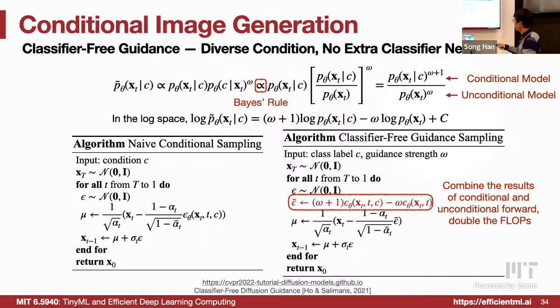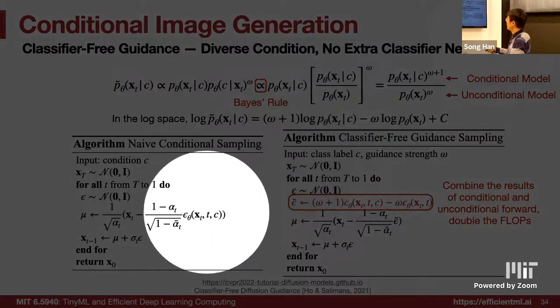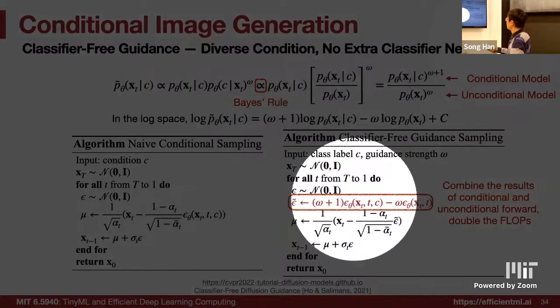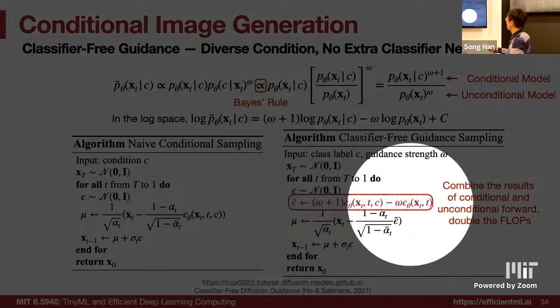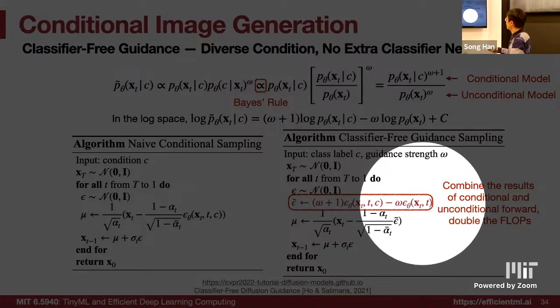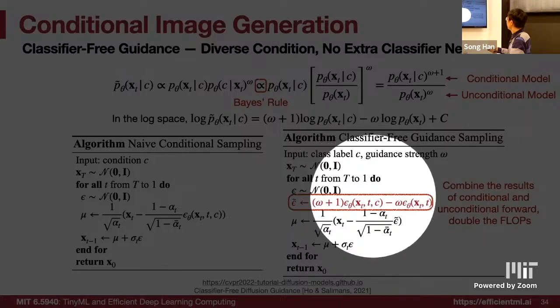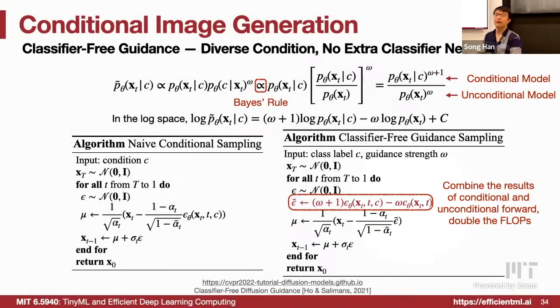So what does that mean to the original model? Previously we had the condition and the t right here. Now we just replace it with two terms. We run inference twice. One is given the t and c. The other is given only the t, no c. So we have to run the inference twice and combine the results of the conditional and also the unconditional forward. And what does that mean? We need to double the flops. Do it once with the condition and do it another time without the condition. So that's basically the classifier-free guidance.